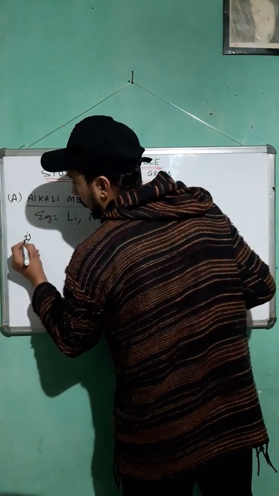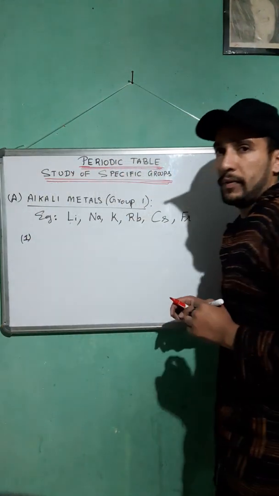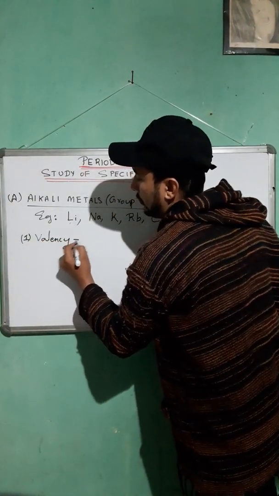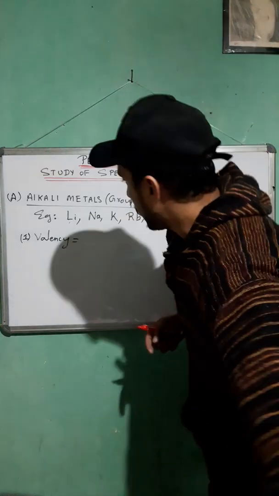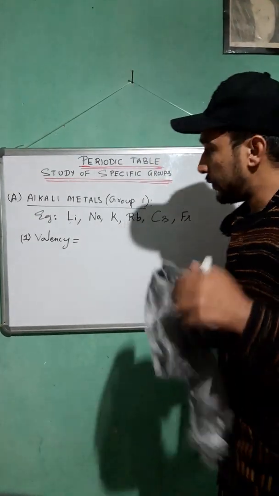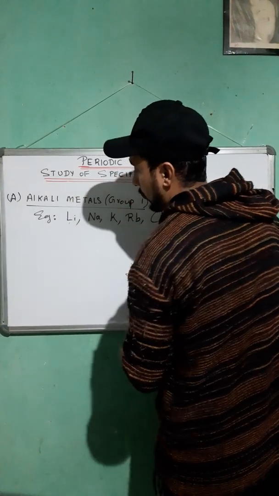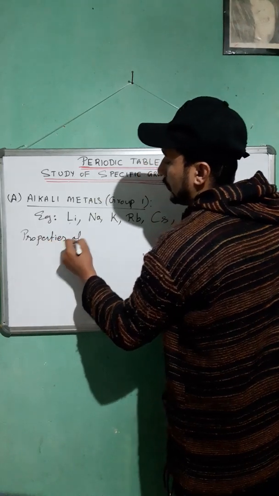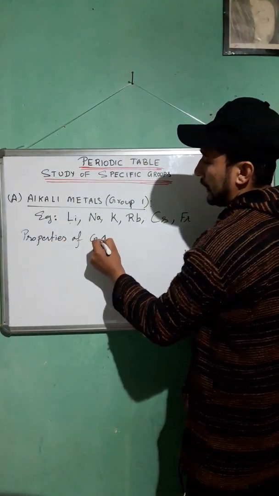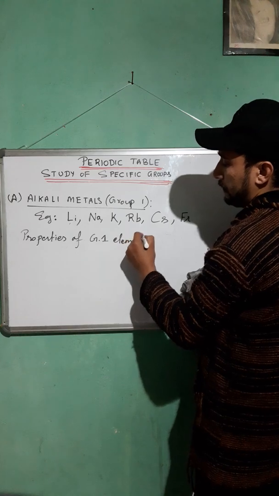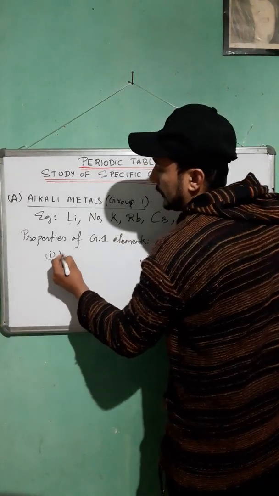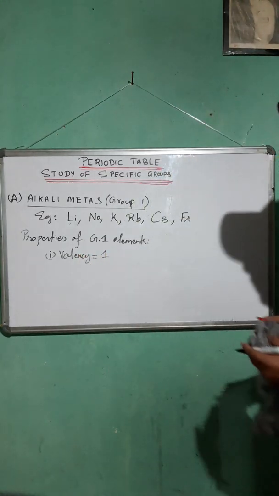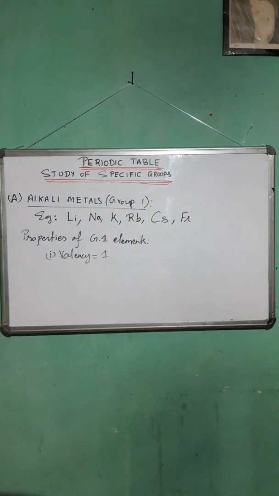Properties of these group 1 elements. Property number 1, their valency. Their valency is always 1.